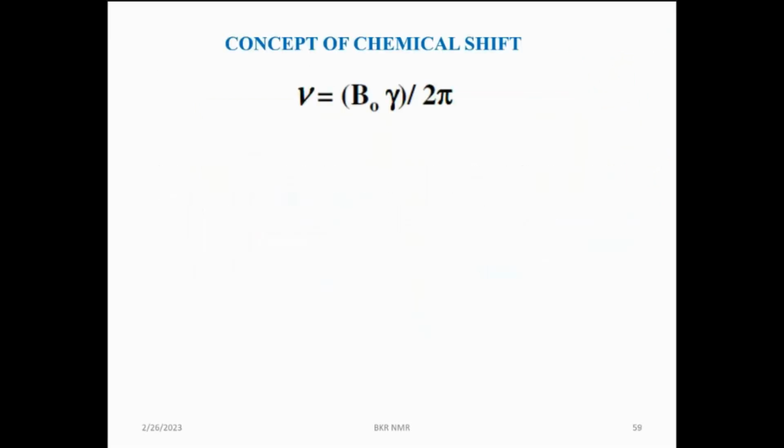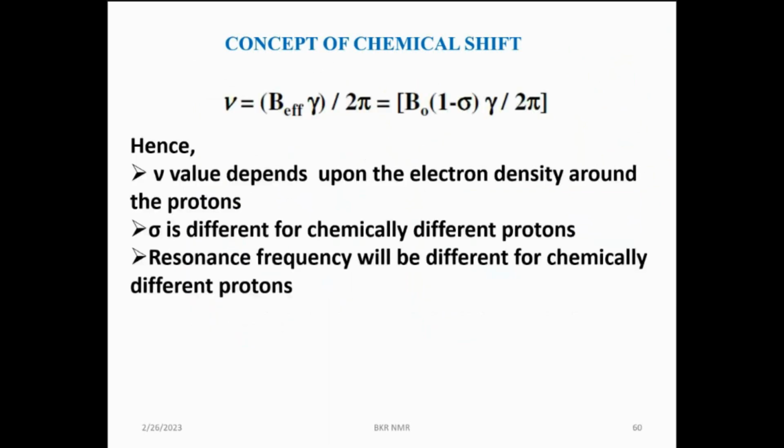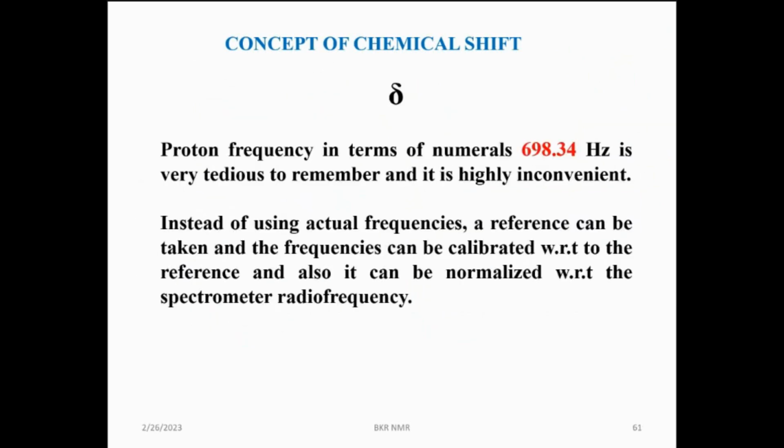Chemical shift is given by the formula delta. Delta is chemical shift. So why have the scientists chosen delta? Because delta is equal to the nu of the sample minus nu of the reference, divided by the nu of the instrument. So what does that mean?